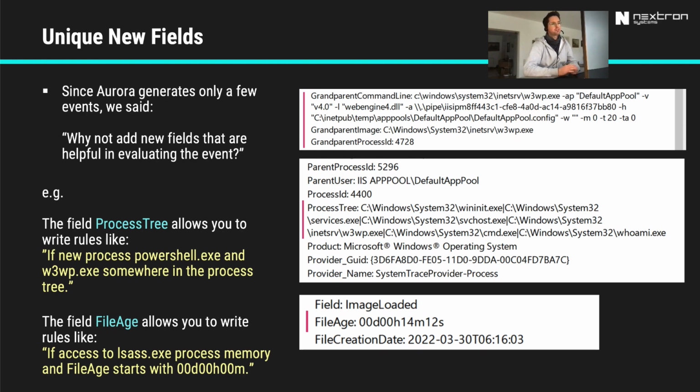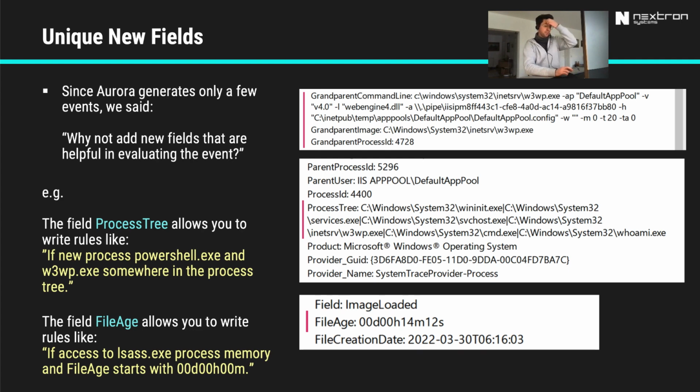The process tree field is really cool. When you have an executed process, it includes a concatenated string of all the parent processes of that image. I described it here on the left side. What you can do is write a rule that says if a process is PowerShell and somewhere in its process tree you find w3wp, the Windows IIS web server process, then this would trigger the rule.